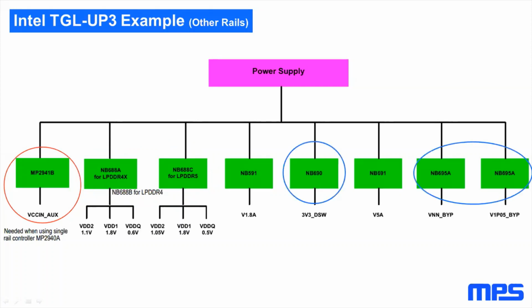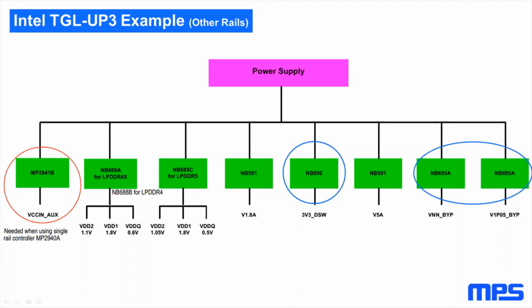Then we have pin settable devices, the NB690 and 695A. The 690 is an 8 amp device. The 695 is a 3 amp device. So the 690 can put out 5 volt, 5.1 volt, and 3.3 volt, and also has a 100 milliamp LDO inside. The 695A are used here for VNN and V1.05 bypassing.